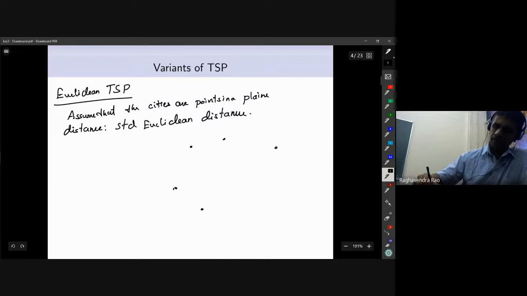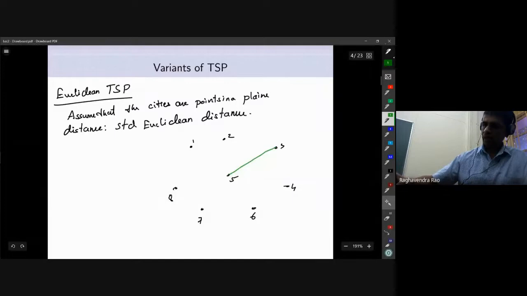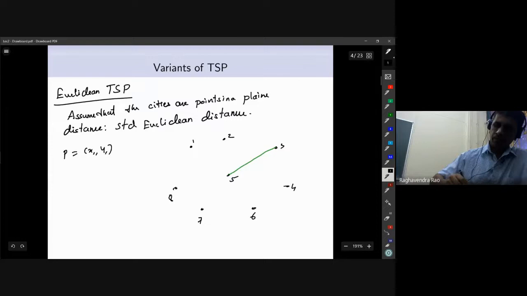Yeah, so now, so these are the cities, 1, 2, 3, 4, etc., etc. So between any pair, the distance is the standard Euclidean distance. Okay, so say if I have 2 points, P is (x1, y1), Q is (x2, y2), distance between P, Q is, what is that? What is Euclidean distance? (x1 minus x2) square plus (y1 minus y2) square, the whole square root. Okay, so the standard Euclidean distance.